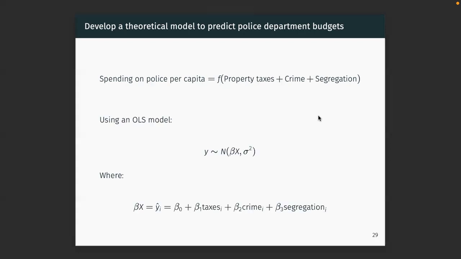So using an OLS model to describe that, I'm going to say that police spending is normally distributed following a linear relationship described by beta x with a variance sigma squared. And I'm going to propose an initial model that looks like this. My initial model is beta x equal to beta 0 plus beta 1 taxes i plus beta 2 crime i plus beta 3 segregation i. That's my initial model.